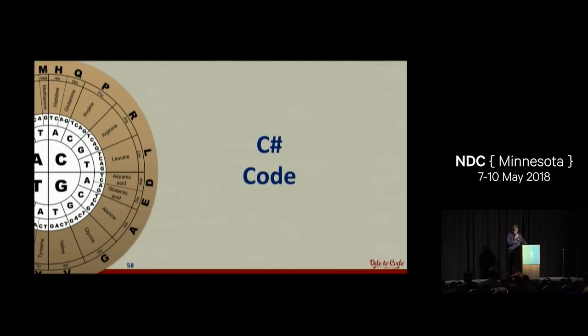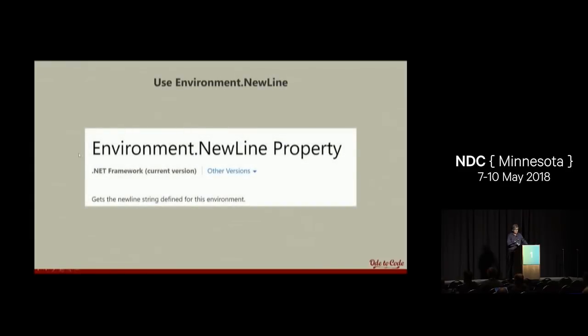Problems like this. So just the littlest things bite you. In C# code, you hard code new lines into an application. But new lines are really different on Linux and Mac versus Windows. So instead of hard coding \r\n, use Environment.NewLine.